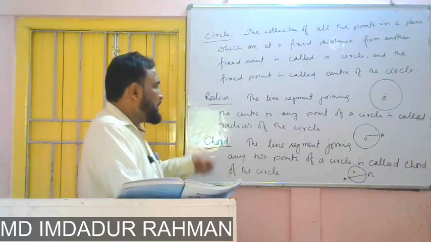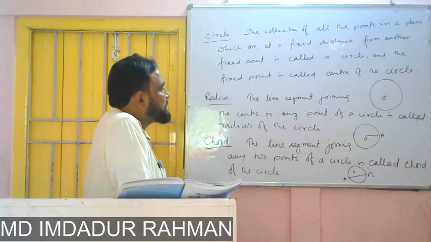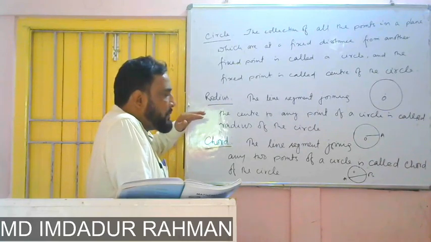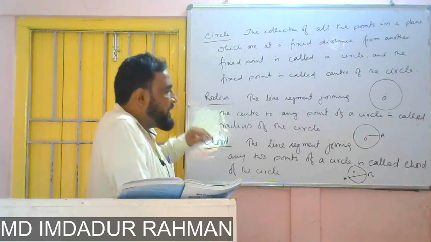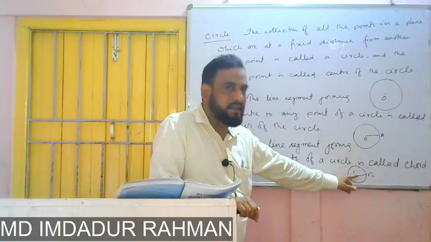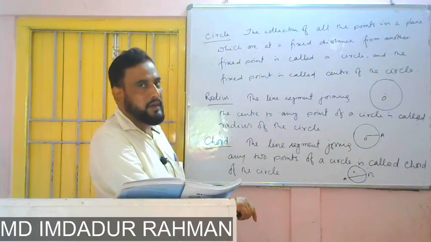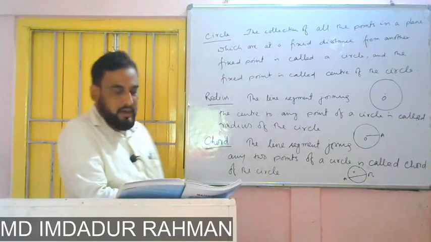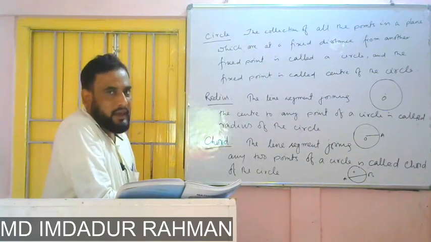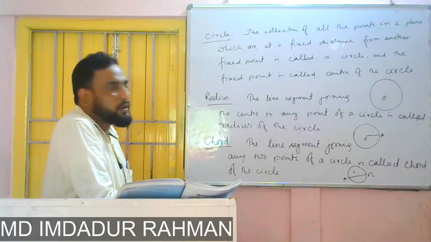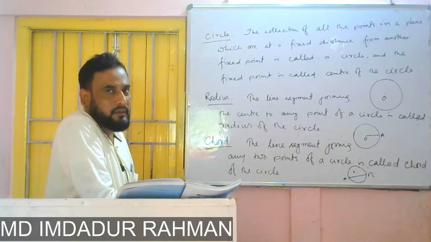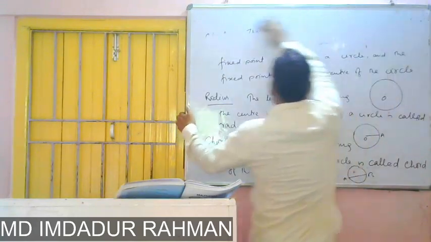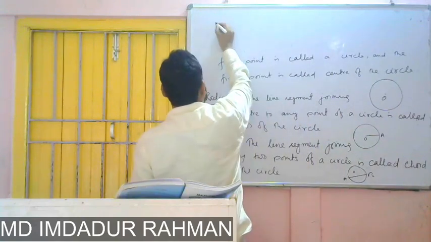Now from here, the remaining definitions, again I am repeating. Diameter. When a chord passes through the center of the circle, then it is called the diameter of the circle. Arc. The portion of the circumference of the circle is called an arc of the circle.